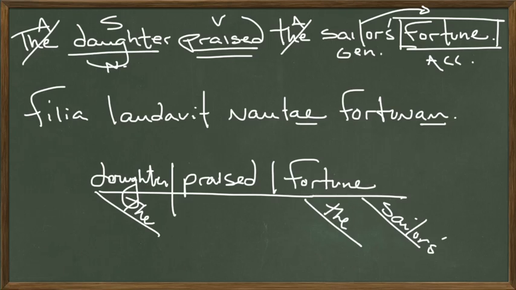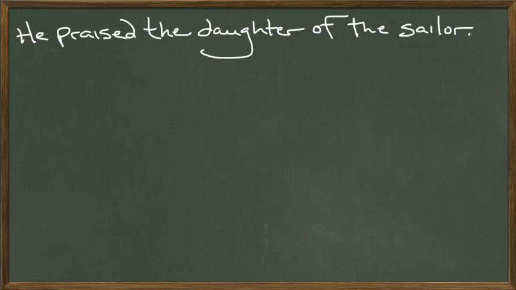Of course, this is bad Latin word order, so we would change this to filia, make that the first one, and fortunam would probably come second. So filia, fortunam, naute, and then the last one would be the verb laudavit. Filia, fortunam, naute, laudavit.